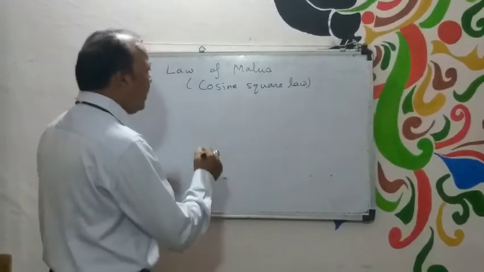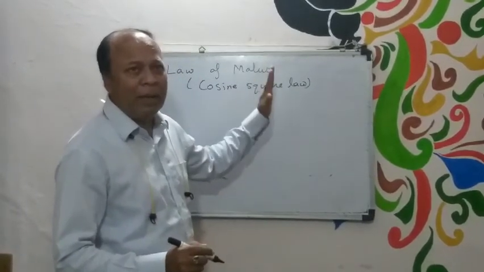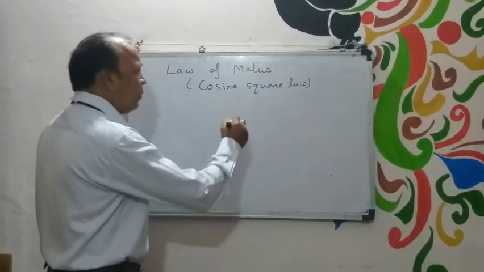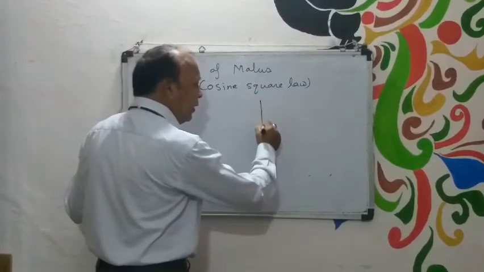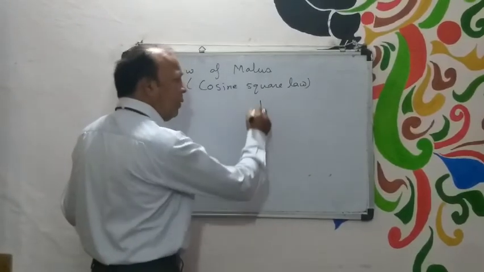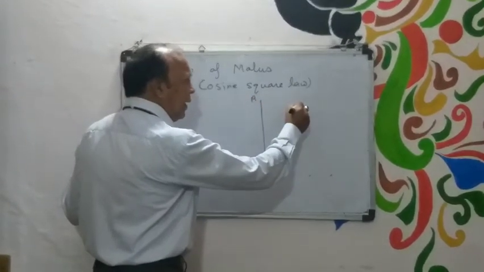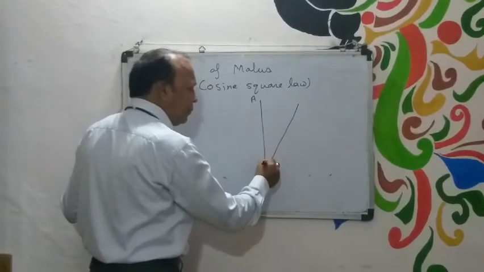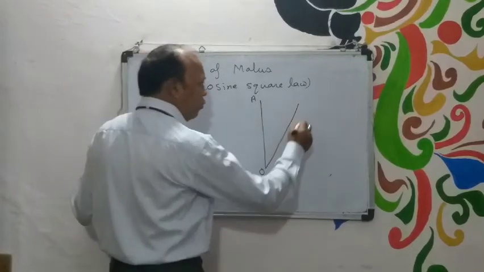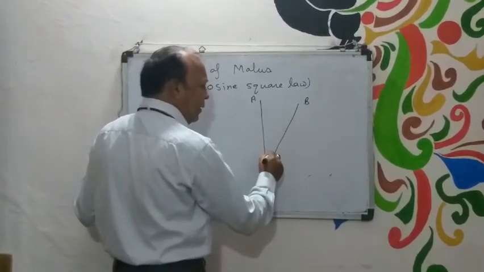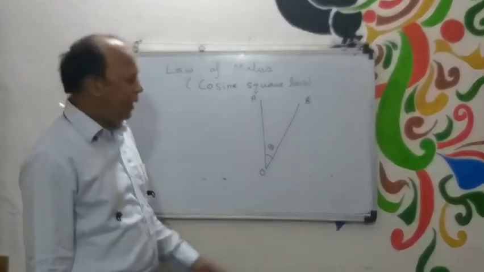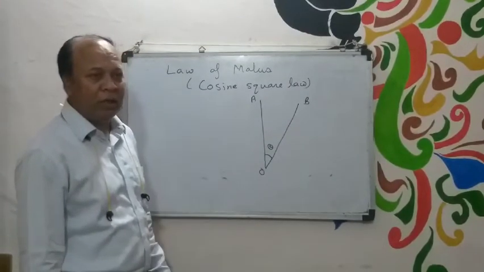This law is meant for polarized light only, not for unpolarized light. Suppose this is the plane of polarizer. Is that clear? OA is the plane of polarizer, and this is the plane of analyzer. Suppose OB is the plane of analyzer, and the angle between the plane of polarizer and the plane of analyzer is theta.